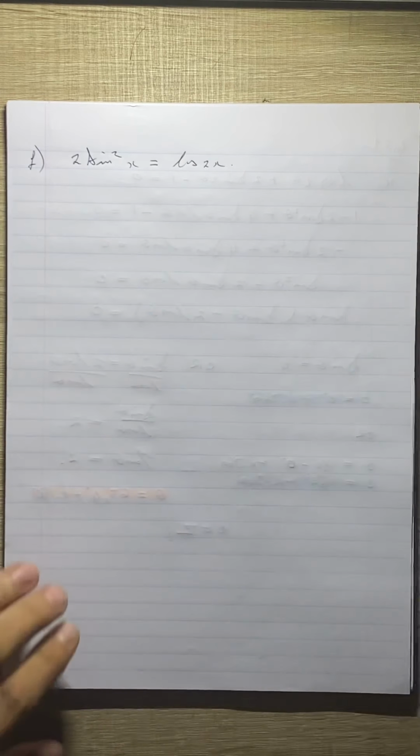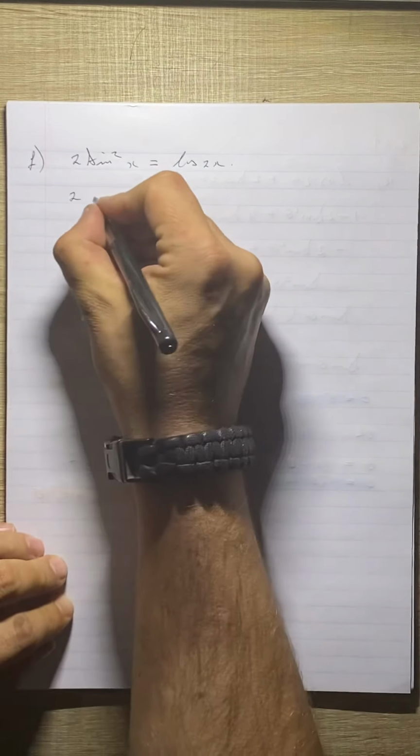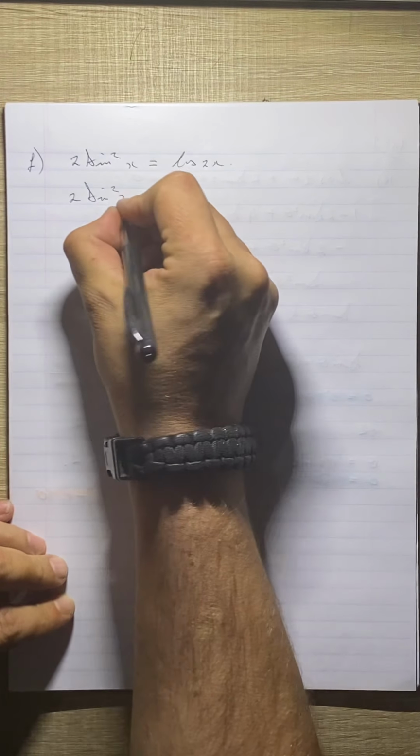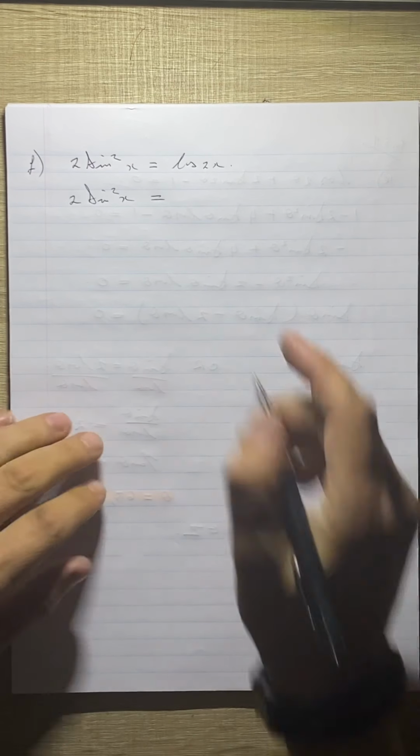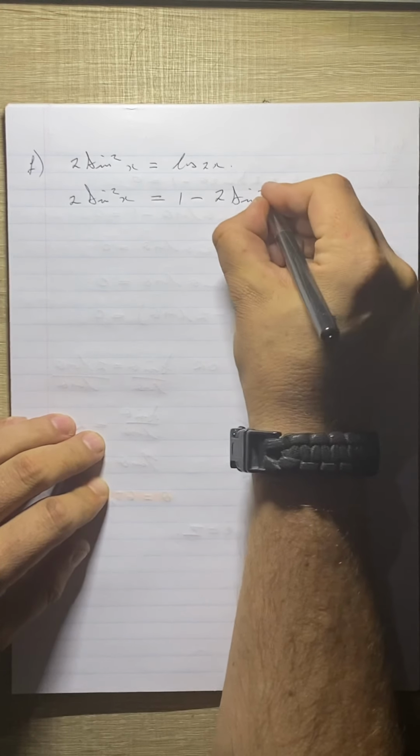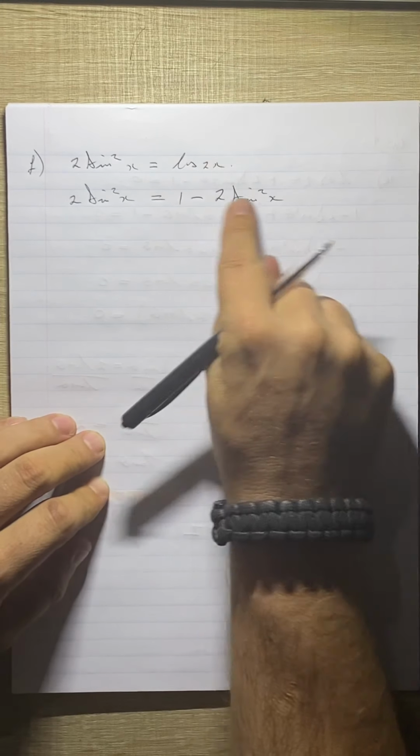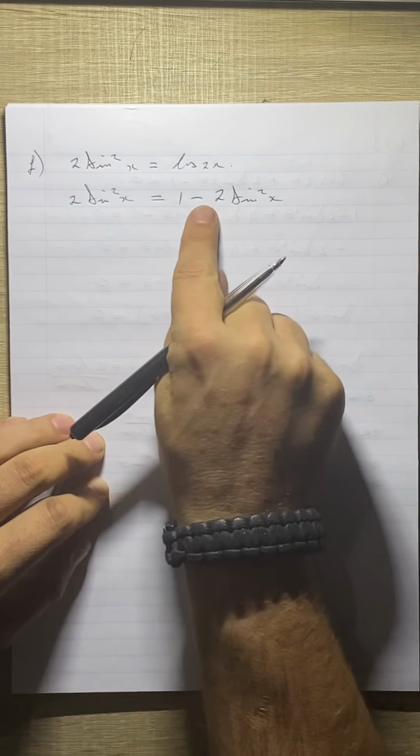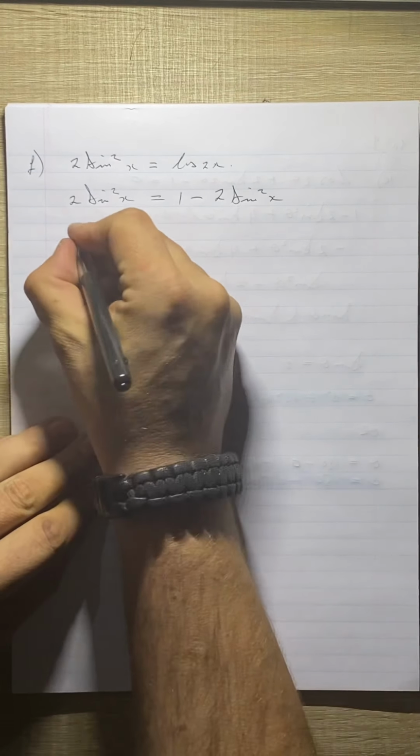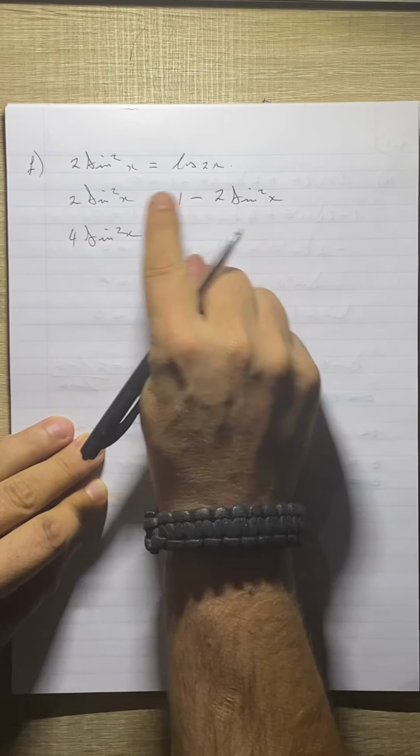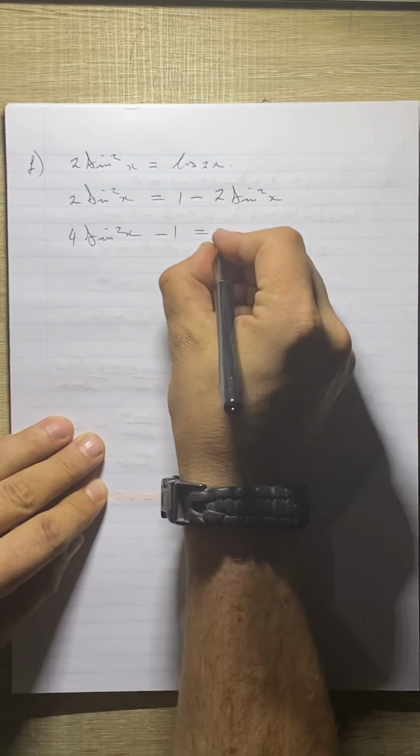Okay, so we get 2 sine squared x is equal to 1 minus 2 sine squared x. So I've expanded that to this. I'm going to take everything to the left-hand side, and that will become a plus. So we'll get here 4 sine squared x minus 1 equals 0.